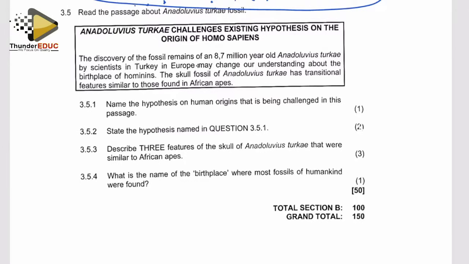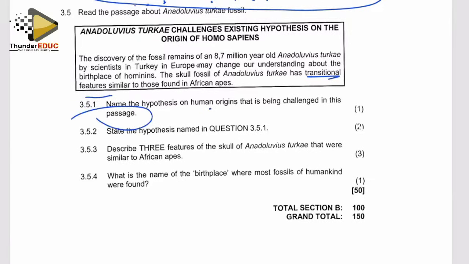Then there is a passage on the discovery of a fossil, about 87 million years old, found in Europe, which has transitional features similar to those of African apes. Name the hypothesis of human origin that is being challenged in this passage.